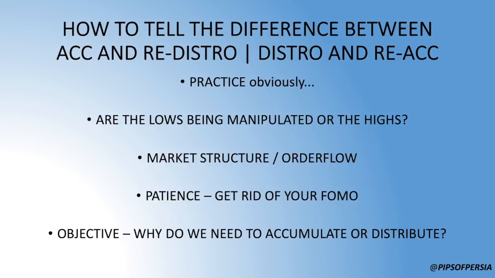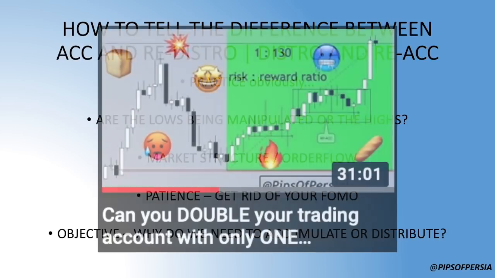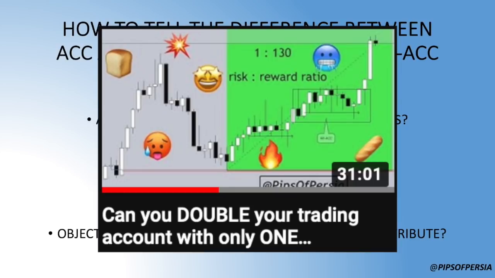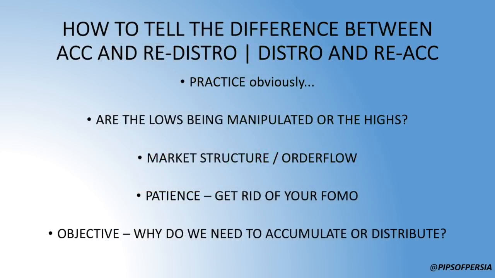In some of the reaccumulation scenarios, in fact, for the AUD-CAD reaccumulation scenario, I think it was AUD-CAD, that resulted in something like a 1 to 130 risk to reward ratio. The patience for that was over a month. We had to wait over a month for that specific trade to come to fruition, if I'm not mistaken. But is it worth waiting that long and then catching an extremely high risk to reward ratio? Of course it is.